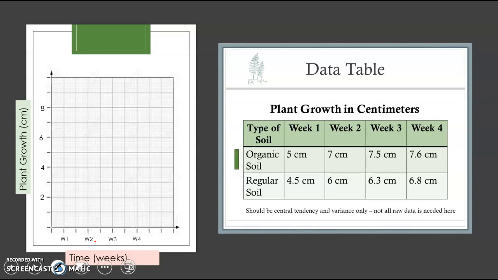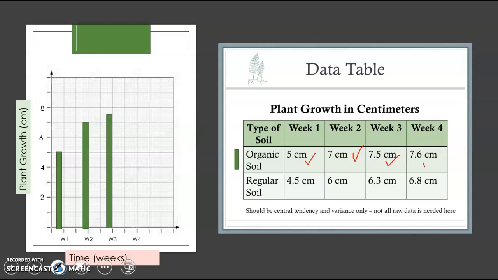All right, I'm going to do a bar chart. So organic soil is going to be represented by a green bar. So for our first week, it is at 5 centimeters. So for week 1, we're going to need a bar chart that goes up 5 centimeters. Week 2, it's at 7 centimeters. So it's going to go all the way up to 7. Week 3, 7.5 centimeters. Week 4, 7.6 centimeters. And now we're done plotting our graph for the organic soil.